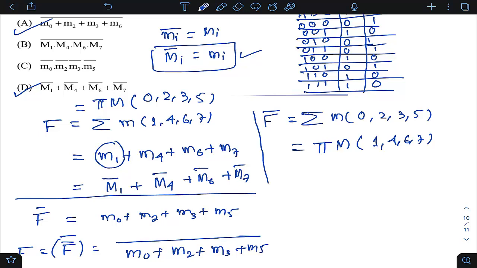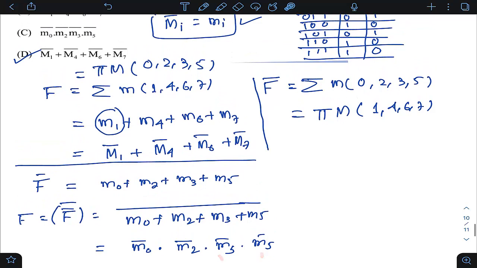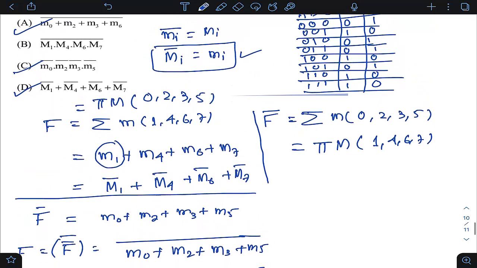Okay, now let us do another thing. So f is this one. Now let us apply De Morgan's law. If I apply De Morgan's law, it becomes min term 0 complement dot min term 2 complement dot min term 3 complement dot min term 5 complement. So min term 0 complement and min term 2 complement, and min term 3 complement, and min term 5 complement. Is it given in any option? Yes, this is given in option C. So C is also representing the equivalent thing.